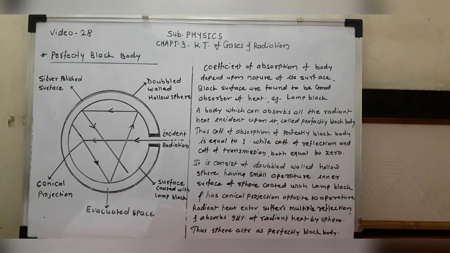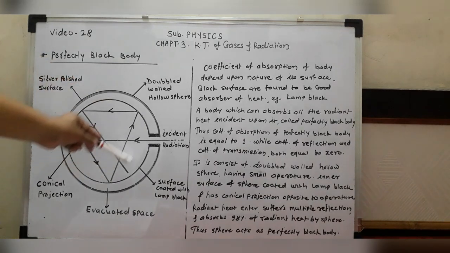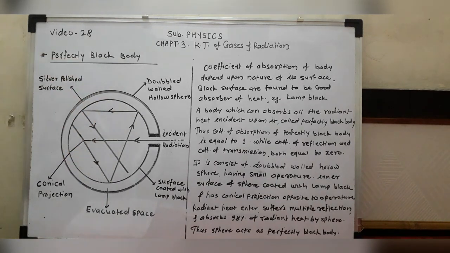In this way, this double walled hollow sphere absorbs all the radiant heat incident upon it in multiple reflection. In each reflection, the inner surface absorbs the radiant heat. Within a few minutes, all the radiant heat incident upon it is absorbed by the sphere, and so this double walled hollow sphere acts as a perfectly black body, also known as a Ferry's black body.